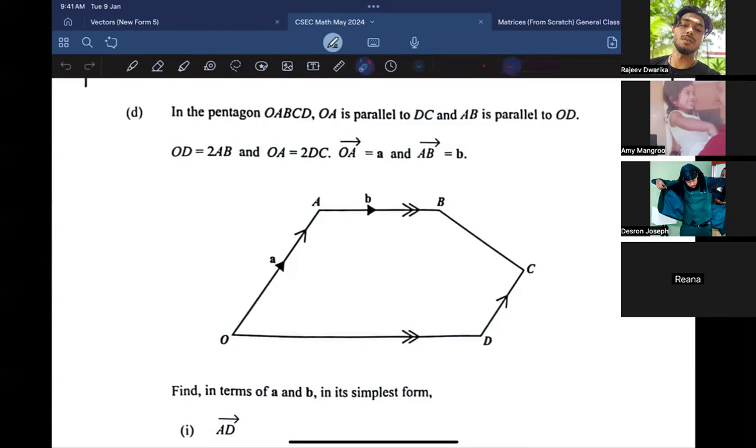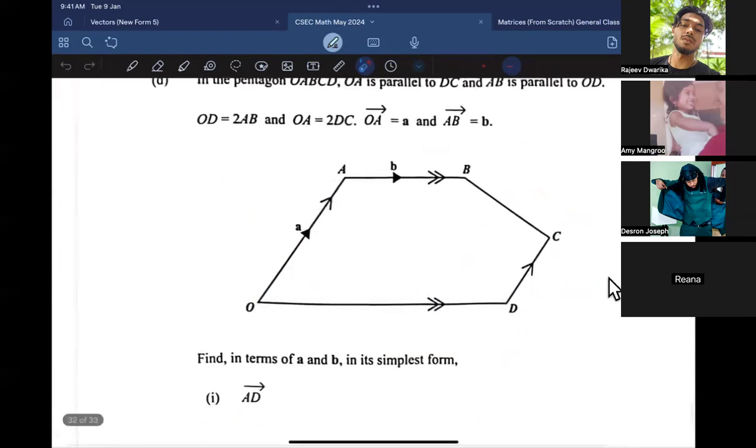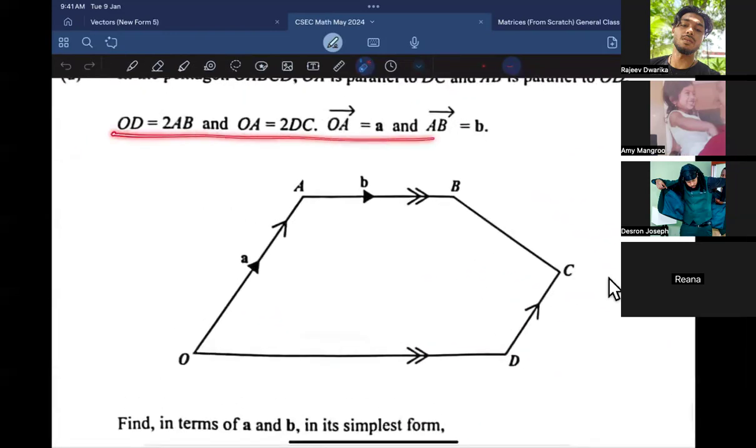Now, from the previous classes, if two vectors are parallel, they're pointing in the same direction. Both of them are pointing in the same direction, right? But which one looks bigger? According to the information they gave us, O to A is 2 times D to C. So O to A is how many times bigger than D to C? It's 2 times bigger.